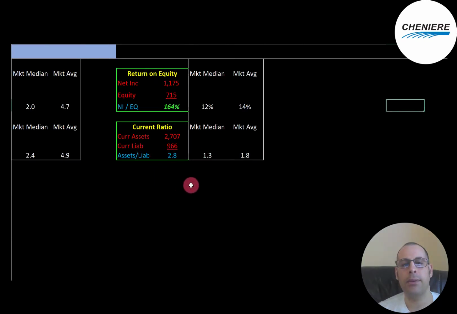They have a high current ratio. The median is 1.3, the average is 1.8. Current ratio is current assets over current liabilities. I like to see between 1.2 and 2. They're at 2.8, so they can easily cover their current liabilities. Current assets are assets that can be liquidated into cash within 12 months. Examples are cash, accounts receivables, and inventory. Current liabilities are debts and payables due within 12 months. Examples are current debt and accounts payable.